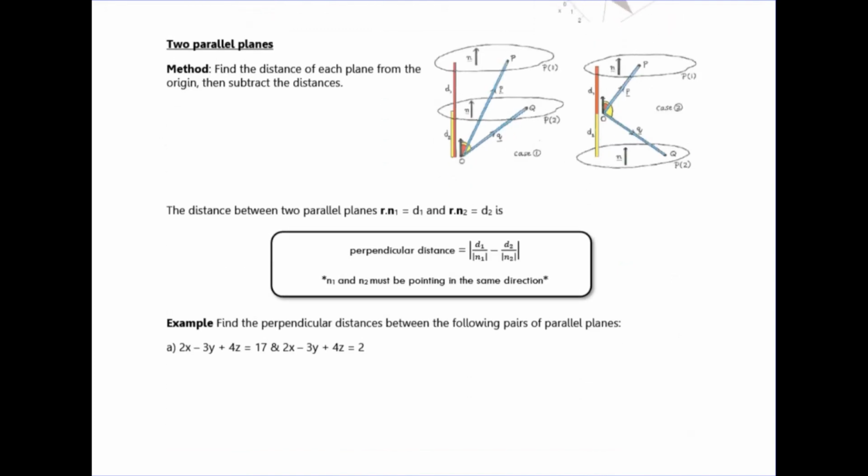Now, the next type of distance we're going to do is the distance between two parallel planes. I am not going to use this formula. What we're going to do instead is turn this into a distance between a point and a plane problem. Because if I can find the distance between one point on one plane and the plane underneath it, that's the same as the distance between both of those planes.